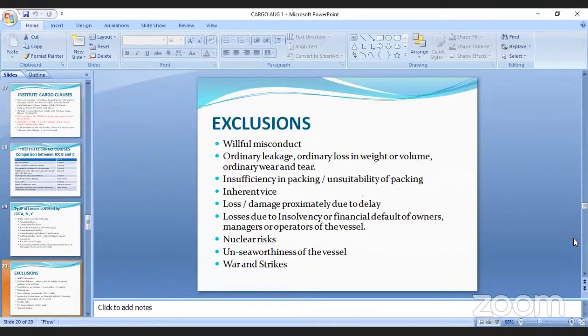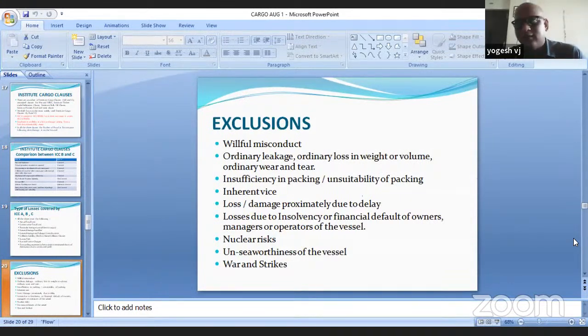Unseaworthiness of the vessel, and then war. As I told you, war and strikes. It is by default not covered. We have to take a separate SRCC or war insurance. Yeah, war and SRCC insurance.